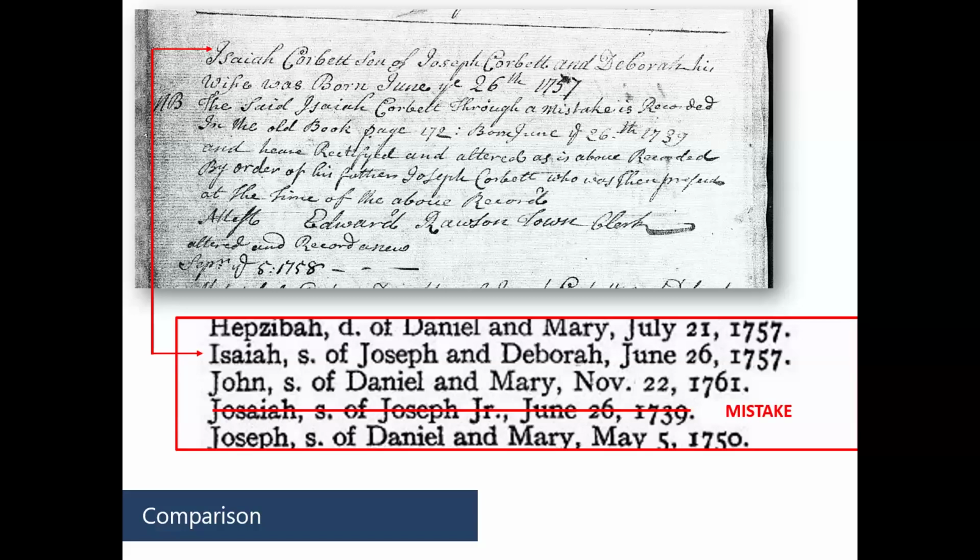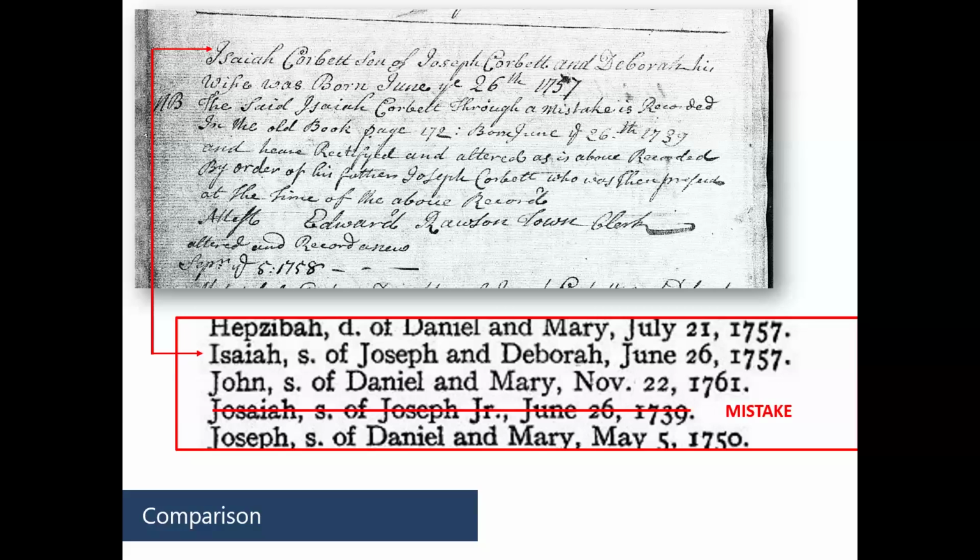And in this, and I'm not going to lie, I had to go through page by page looking for this entry, but I did manage to find a very lengthy paragraph that basically says Isaiah Corbett, son of Joseph Corbett and Deborah, his wife, was born June the 26th, 1757. The said Isaiah Corbett, through a mistake, is recorded in the old book on page 172, born June the 26th, 1739, and have rectified and altered as is above recorded.